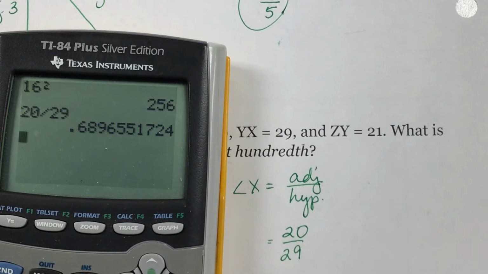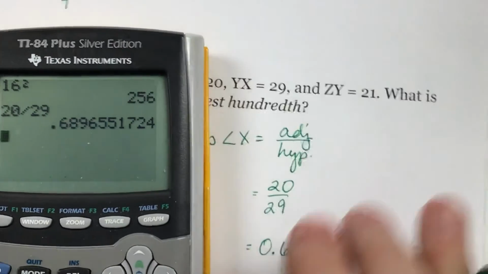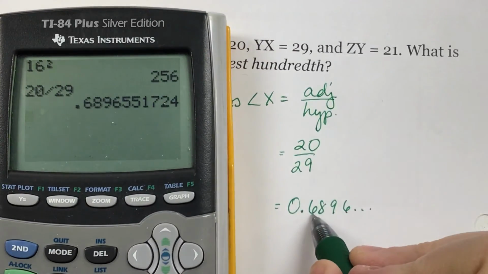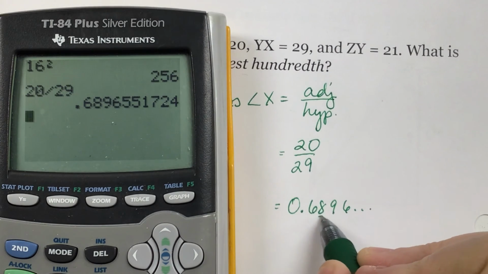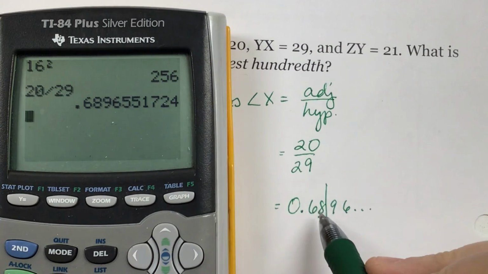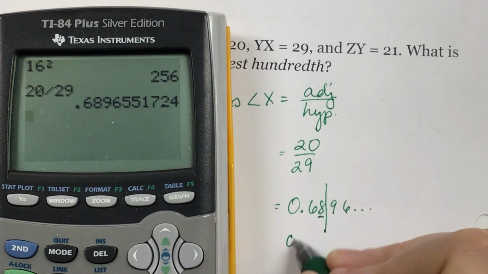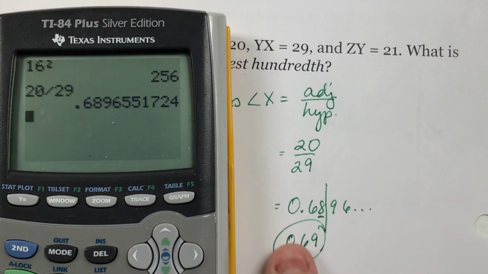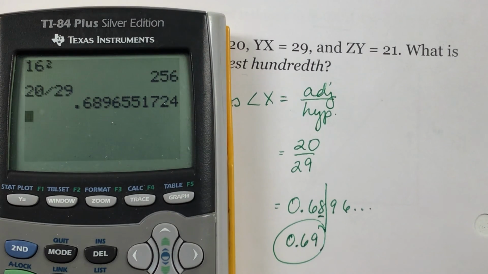0.6896, etc. So the hundredth spot, so the 6 is the tenths, the 8 is the hundredths. So I'm going to chop it off. I look to the right of it, I see a 9, so that means that 8 is going to round up to a 9. So my answer would be 0.69.